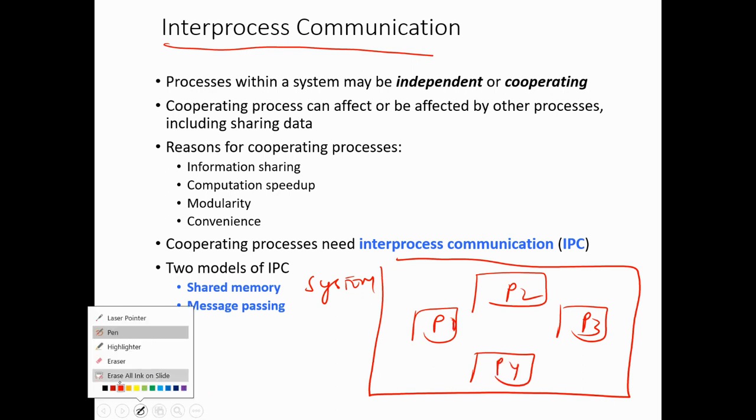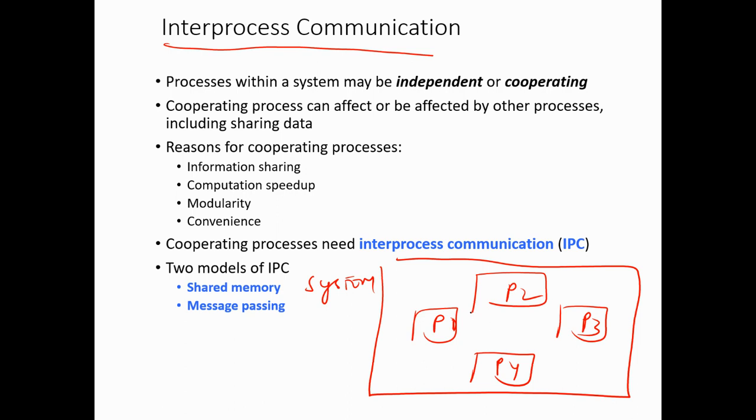We can say that P1, P2, P3, P4 can have two different types of relationships. In case number 1, P1, P2, P3, and P4 are independent of each other. P1 does not depend upon P2, P2 does not depend upon P3, P3 does not depend upon P4, P4 does not depend upon P1, and vice versa. So they are independent of each other.